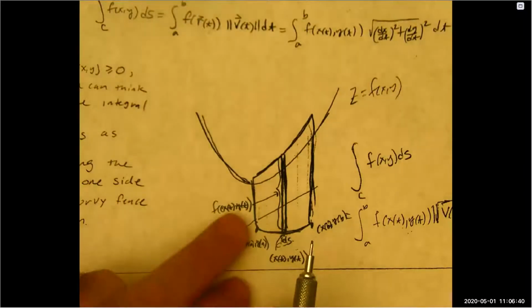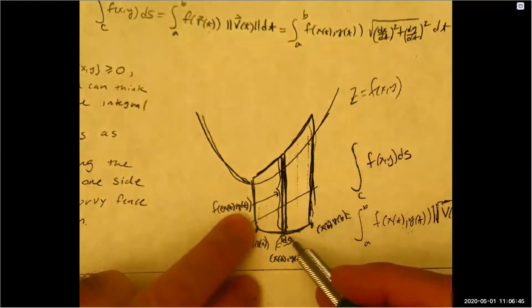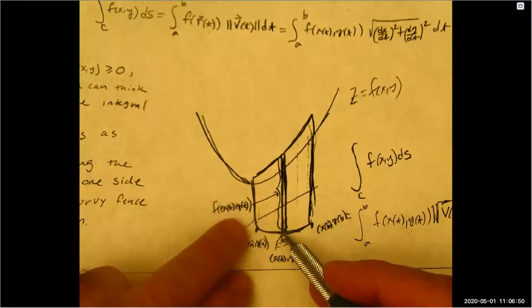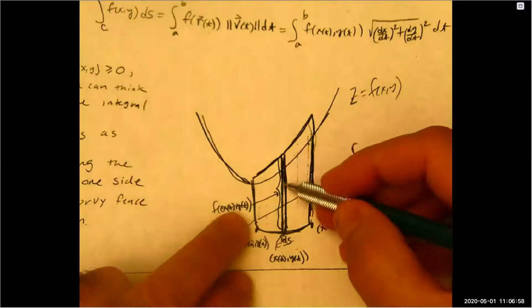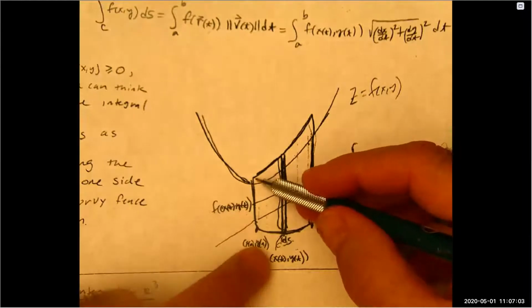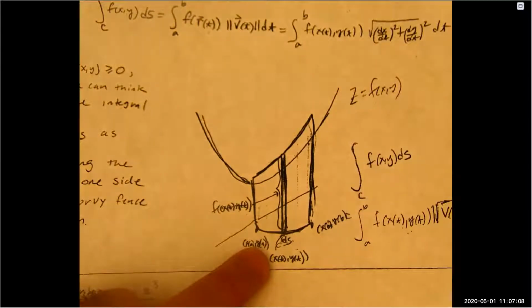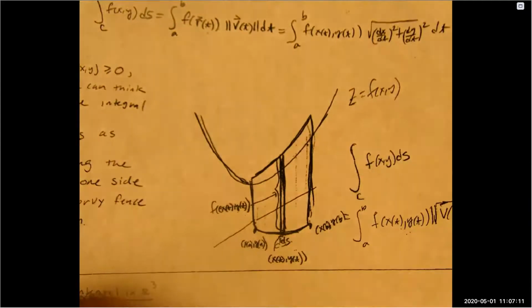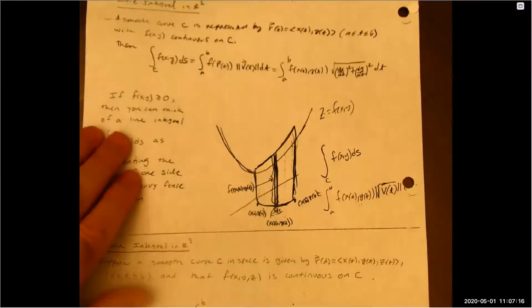f of x sub t, y sub t represents this height here. And then the ds represents the length on here. So if we take f of x sub t, y sub t, and multiply it by this ds, it gives us approximately the area of this small little strip. And then doing that at each point along here, we get the area of this curvy strip here. So you can think of it as representing the area of that curvy strip there. That would be one application of it, right?